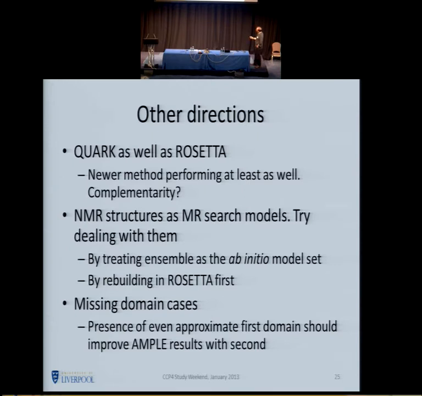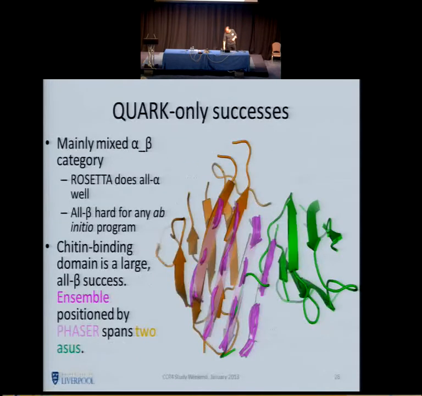We've tried AMPL on NMR structures because you can imagine that NMR ensemble can be treated in a similar way to a cluster of ab initio models, which vary in some parts, and are well conserved in others. So we've been looking at AMPL versus NMR structures, and also this missing domain cases where you're not aiming to solve a whole small protein, but perhaps you've positioned one domain and you've got a novel domain that you're trying to solve. Just one slide on each, because I know I'm running out of time. So Quark does give us a few extra successes compared to Rosetta, particularly in this mixed alpha-beta category.